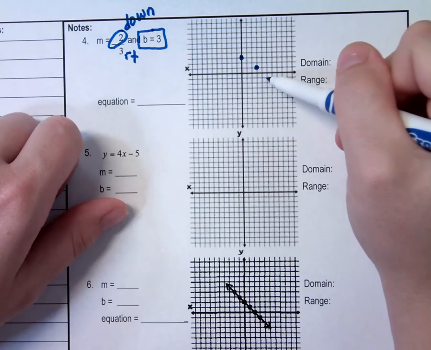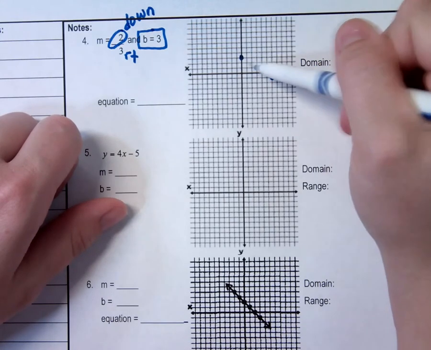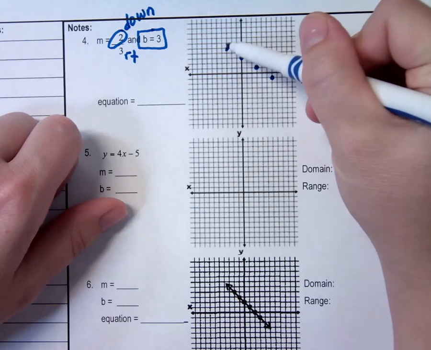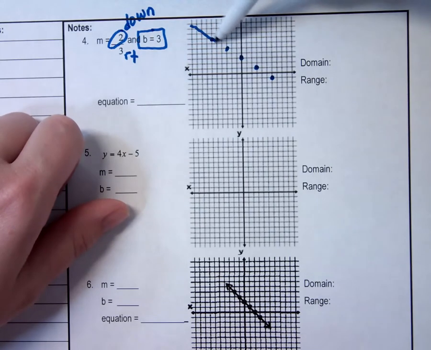Down 2, right 3. Now, I could go reverse. Instead of down 2 and right 3, I could go opposite. Up 2 and left 3. Notice it makes the same line.